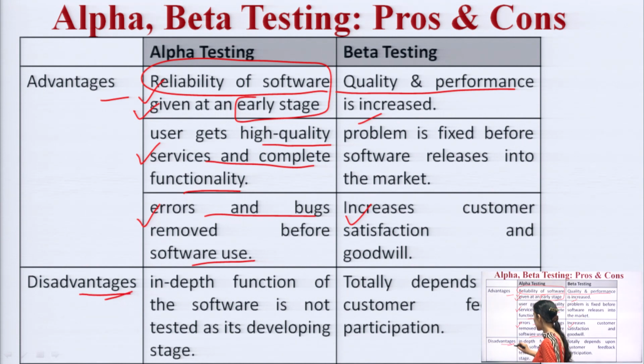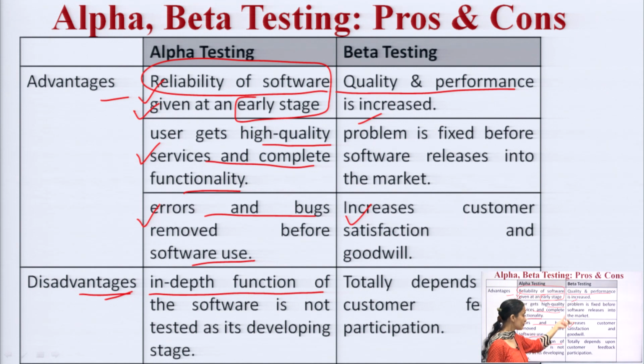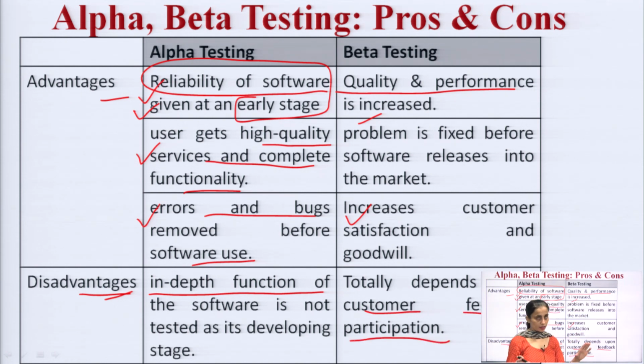Then the disadvantages. The main disadvantage of alpha testing is that the in-depth functioning of the software is not tested, as it occurs in the development stage. And the main disadvantage of beta testing is that it totally depends upon customer feedback participation. If the customer does not participate in giving feedback, then nothing can happen in beta testing. That is the major drawback.